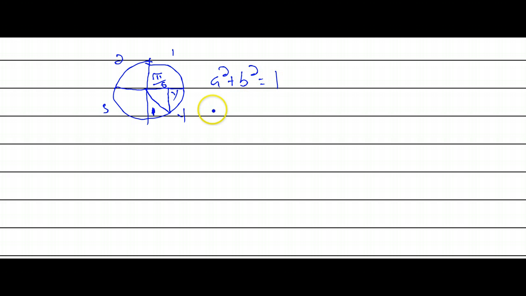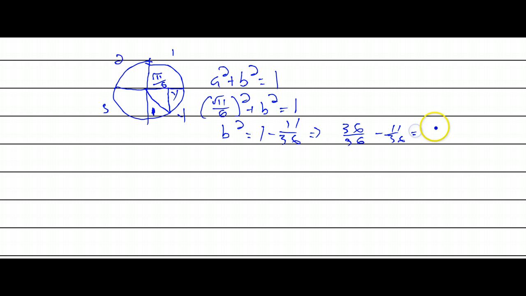So we have a squared plus b squared is equal to 1. So we have square root of 11 over 6, that squared, plus b squared is equal to 1. So b squared is equal to 1 minus 11 over 36. That's the same thing as saying 36 over 36 minus 11 over 36. That gives you 25 over 36. So b squared is equal to 25 over 36. You take the square roots of both sides, and you're left with b is equal to 5 over 6.